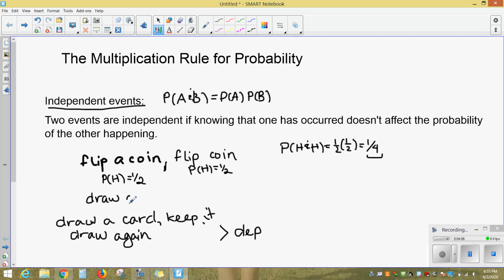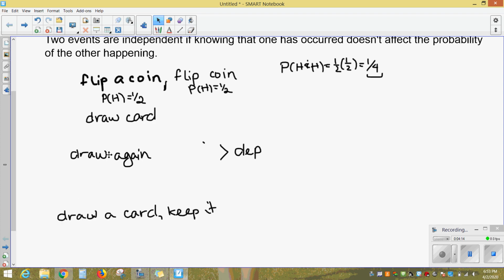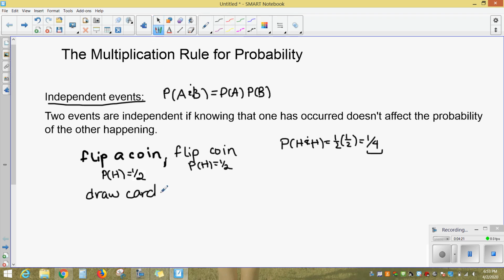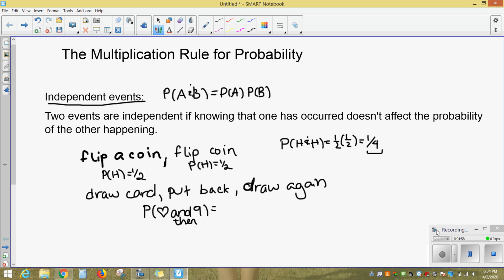Maybe I'm going to draw a card and I'm going to put it back when I'm done. Draw a card, put it back, and then draw again. And what I want to know is the probability that I'm going to get a heart, and then a 9. The probability that I get a heart, and the probability that I get a 9 for my second draw.